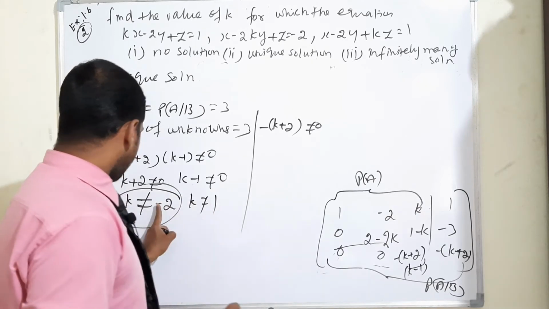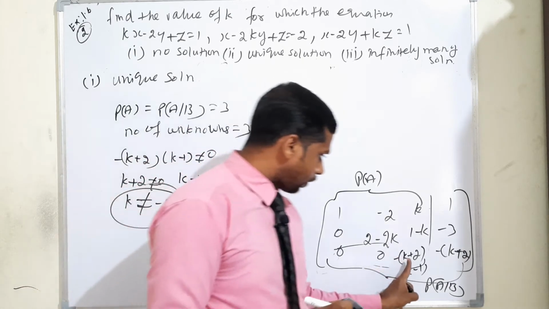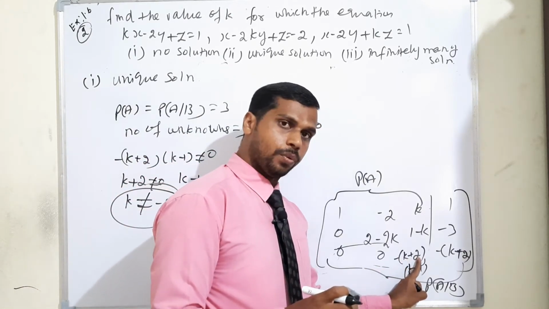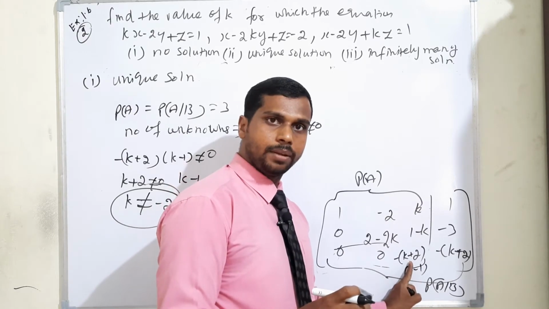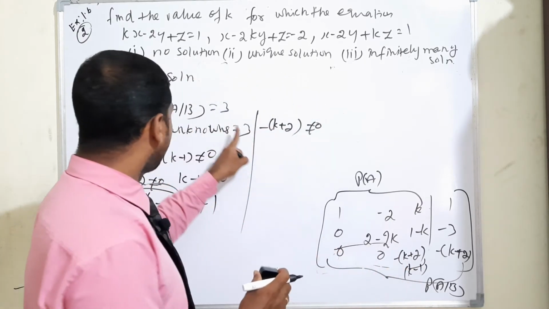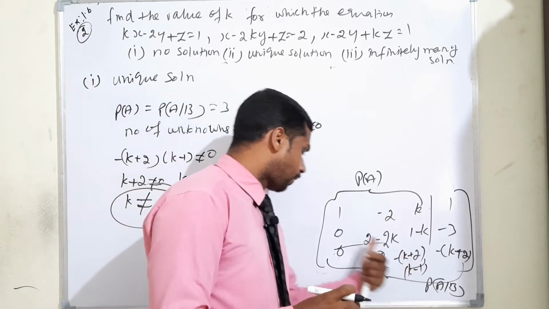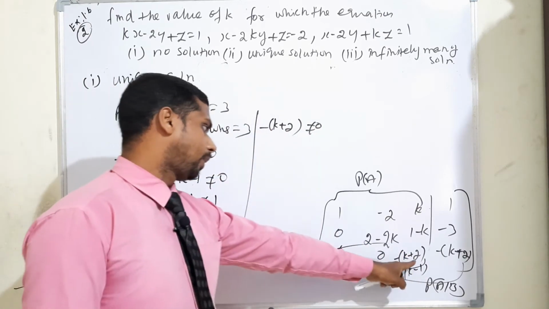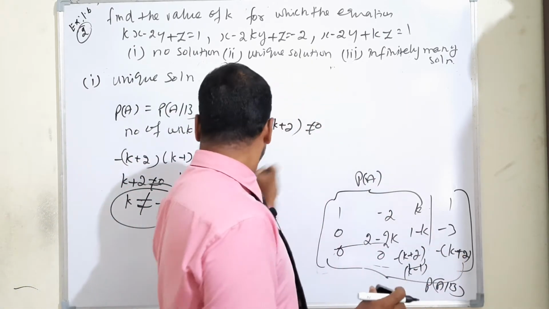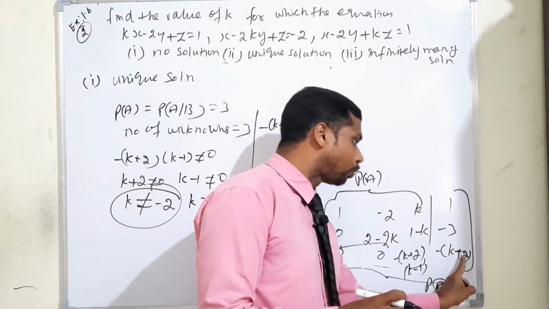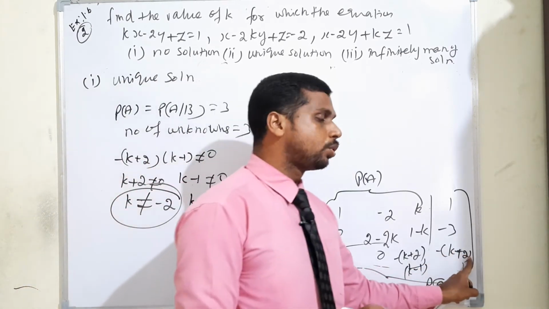So positive 2 also we can take. If we take positive 2, what will happen? Okay, 2 plus 2, 4 will come now. So 4 will come, definitely the whole term will be not equal to 0. So if we consider k is equal to 2, we can say this is called a non-zero row. Here also consider the same value, positive 2. 2 plus 2, 4 will come. So if you consider minus 2, then in the second one minus 2 plus 2, 0 will come.